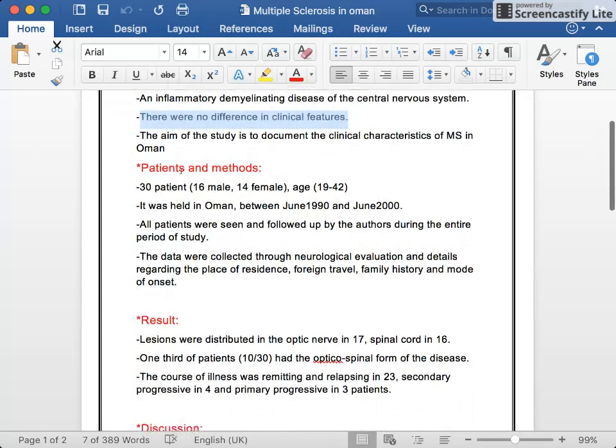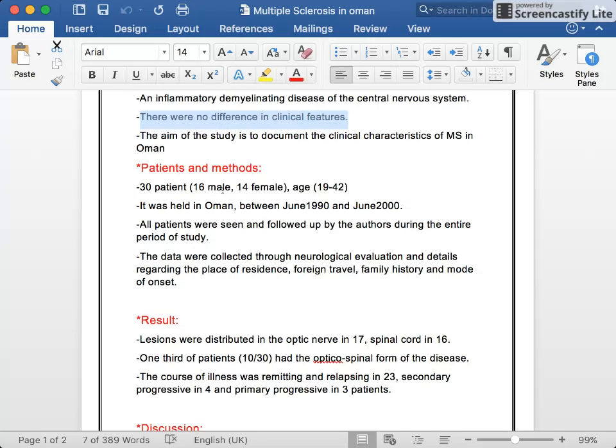Patients and methods. Okay, good. 30 patients. Excellent. You probably don't need to say both 30 patients and then 16 male and 14 female, just because that's sort of redundant. So in your writing, remember we're working on keeping it as condensed as possible. So you don't need to say both, right? It was held in Oman. Okay, "held" is the wrong word, but that's okay. It's just notes. Between June 1990 and 2000.